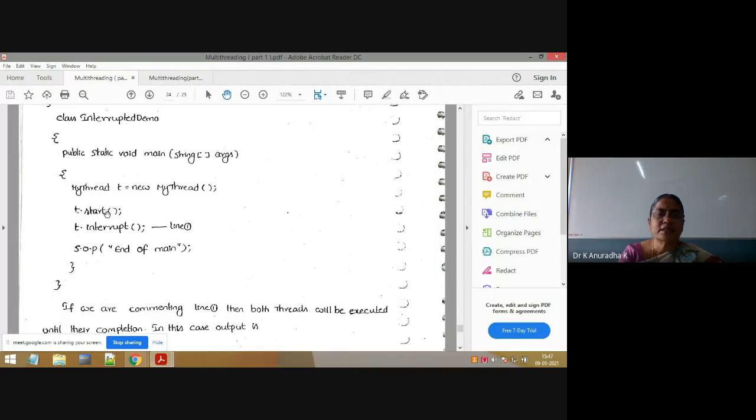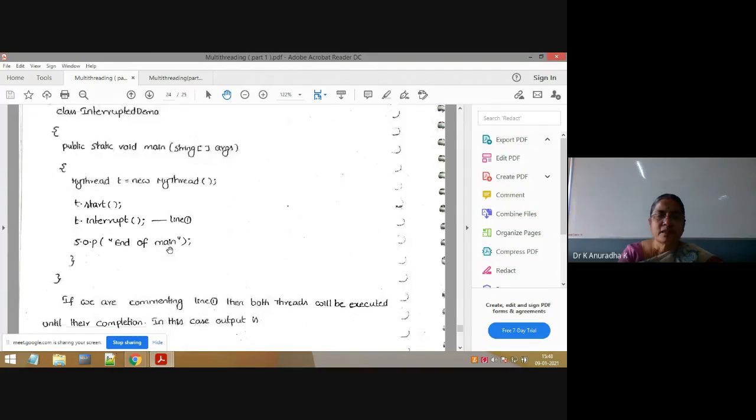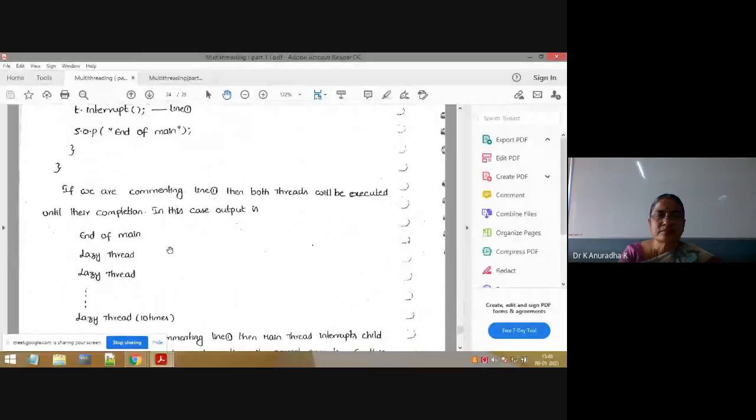Okay, that is the main thread and child thread. Here I am writing inside the main thread, t.interrupt(). Then next, System.out.println("end of main method"). Next, what will be the output here?